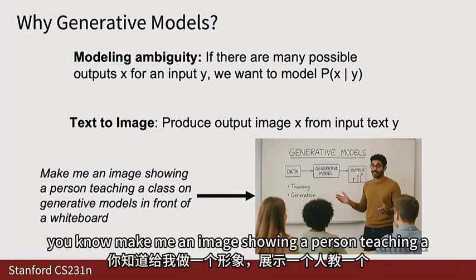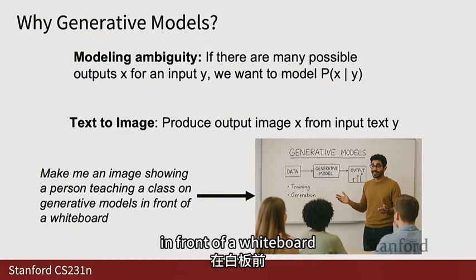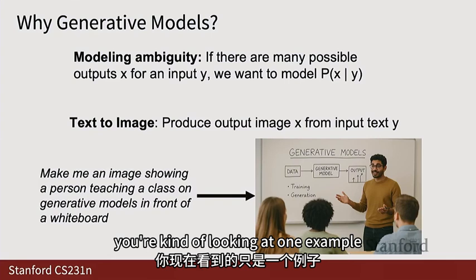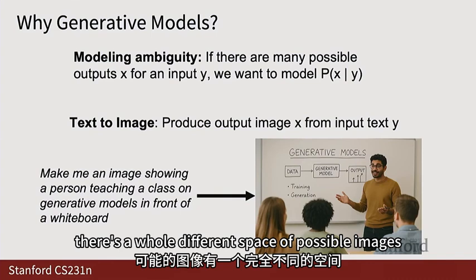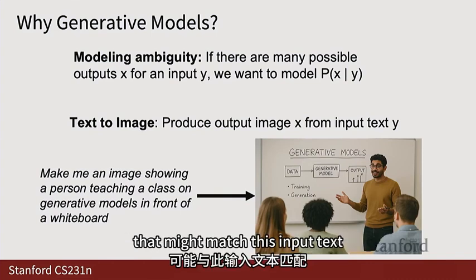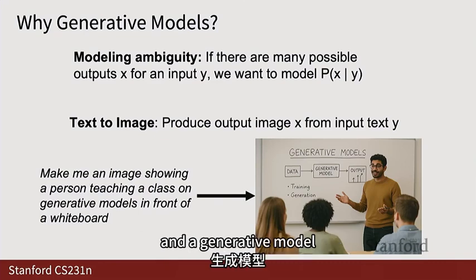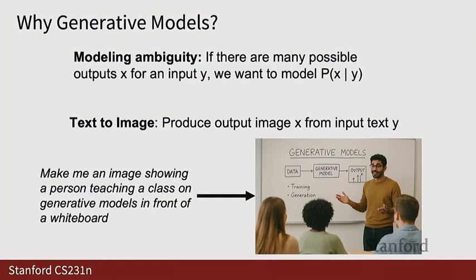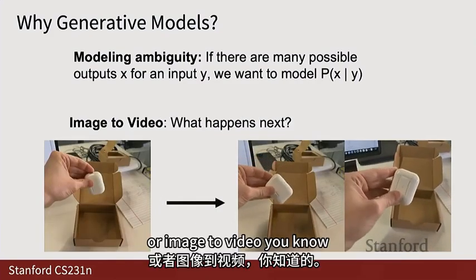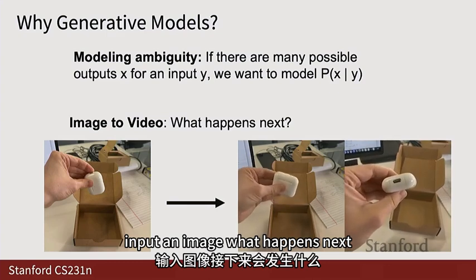Make me an image showing a person teaching a class on generative models in front of a whiteboard. You're kind of looking at one example through your eyes. ChatGPT gave you a different example, right? There's a whole different space of possible images that might match this input text. And a generative model allows you to model that whole space and sample from that space depending on what you want. Or image to video: input an image, what happens next?